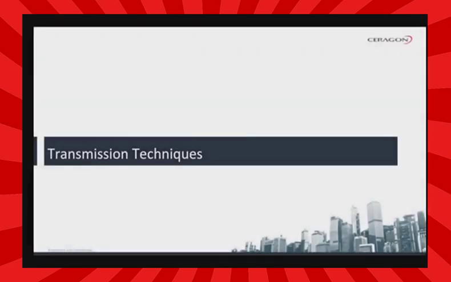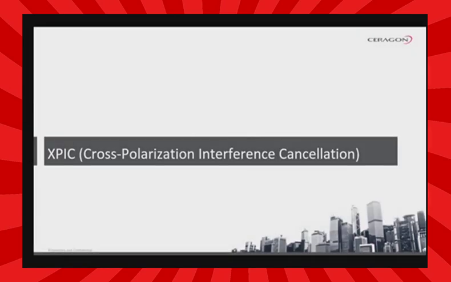In the following chapter we will discuss some of the most important transmission techniques, such as XPIC or cross-polarization interference cancellation, space diversity and line-of-sight MIMO. First off, let's discuss the cross-polarization interference cancellation, also called XPIC.